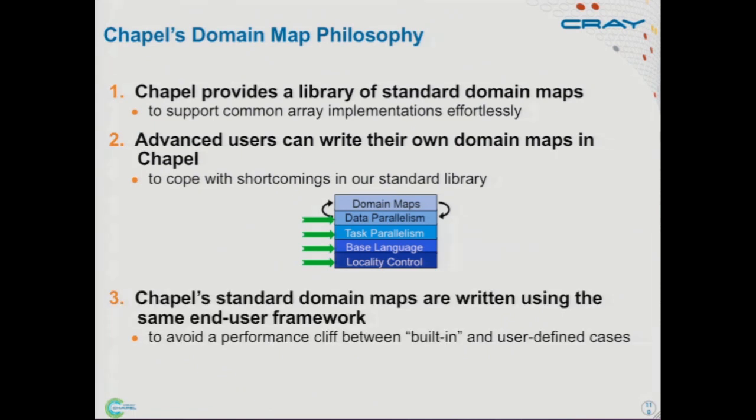And then the third part is that all of the standard domain maps from category 1, the ones in the standard library, we are writing using the same mechanism that you as an end user would. And this is basically an attempt to keep ourselves honest or eat our own dog food, if you like that phrase. Basically, we didn't want to have this situation where things like block and cyclic and compressed sparse row were all built into the compiler and runtime and performed great. And as soon as you went and wrote your first domain map, you fell off this performance cliff from which you could never recover. So to ensure that one can write domain maps in this framework within the language and get good performance, we're holding ourselves to that same approach.